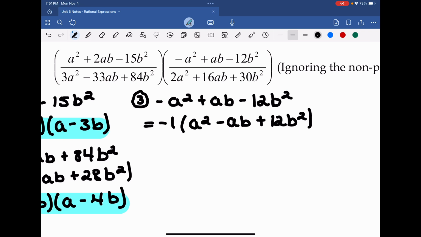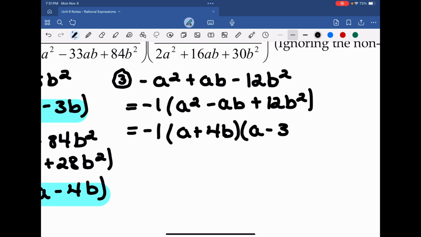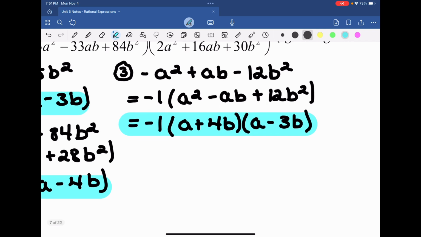Now we need two numbers that multiply to make negative 12 and add to make negative 1. The two numbers that do this for me are positive 4 and negative 3. So I'm going to write this as a plus 4b and then a minus 3b. Perfect. There's our next factored form.